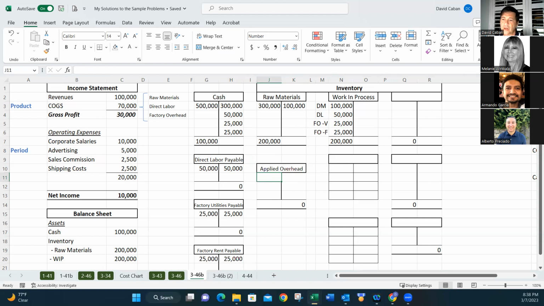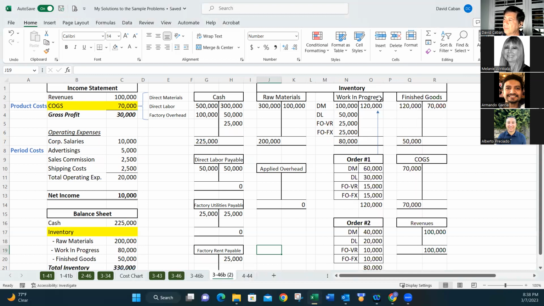Okay? And so this work in process could actually be two different accounts, two different orders, okay? I don't want to run out of time, so I have this already done. So you have the work in process account here, okay? This work in process here could actually be two different orders, okay? You can see that over here.